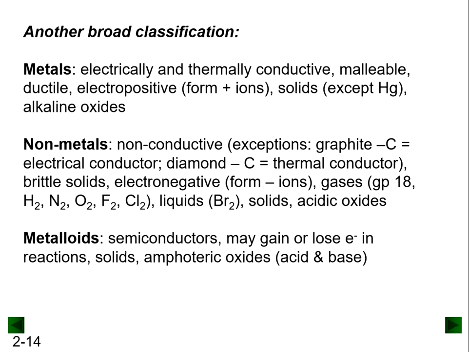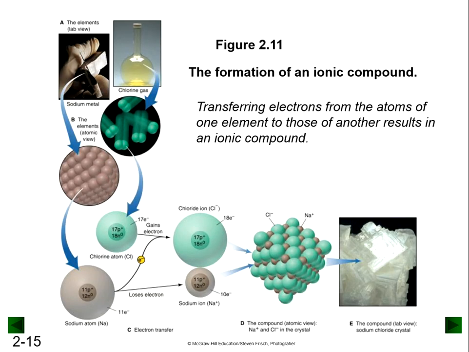The metalloids are a small band of elements between the metals and nonmetals, and sometimes they're called the semimetals because they're halfway between metals and nonmetals. They're semiconductors, and we'll see if we have time when we get to chapter 12, we'll see what that means. They can gain or lose electrons in their reactions. They're all solids, and they form amphoteric oxides. An amphoteric compound is something that's both an acid and a base. That's our classification of elements.